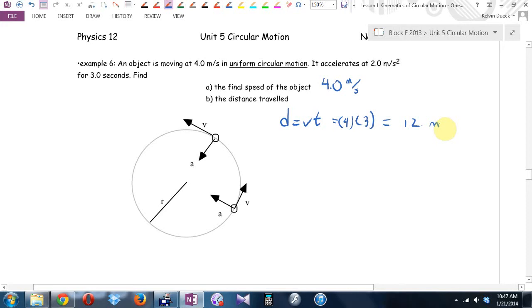Why'd they give us that 2, Mr. Dueck? Well, because there is an acceleration. It's just changing the direction. And the reason I know to do this is because of the phrase that they underlined. They told me I'm moving in a circle, different rules, uniform circular motion.